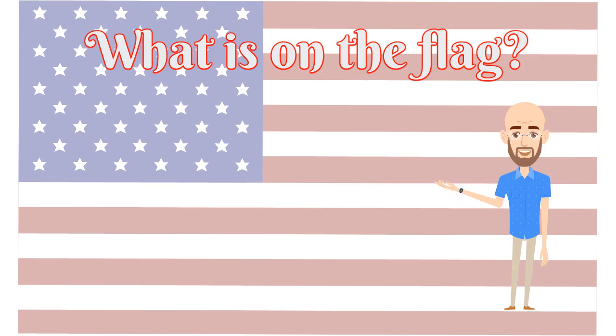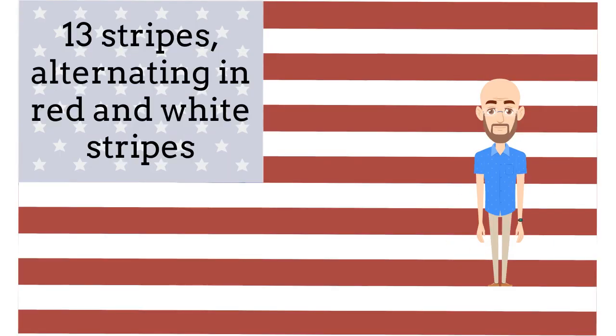What does the American flag consist of? It has 13 stripes, alternating in red and white, and it also has 50 stars located in the top left-hand corner. Let's take a look at what they mean.